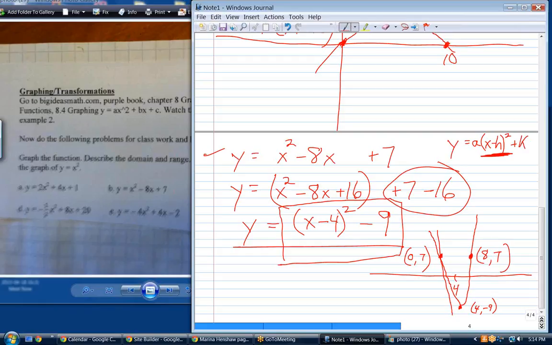This amount here is how far it's been moved to the right. This amount here is how far it's been moved up or down. I should have said this amount here is how far it's been moved right or left. Since h is positive, it's been moved to the right. And then the whole thing has been vertically shifted down by 9 units. So the parent function looks like this.